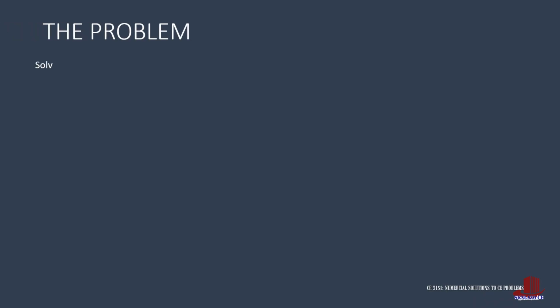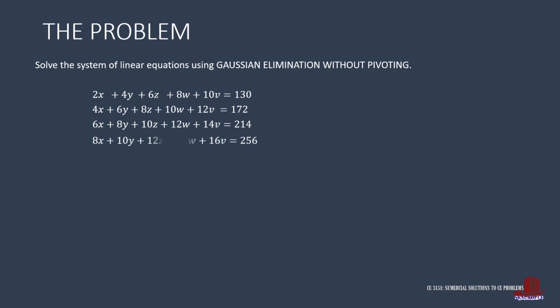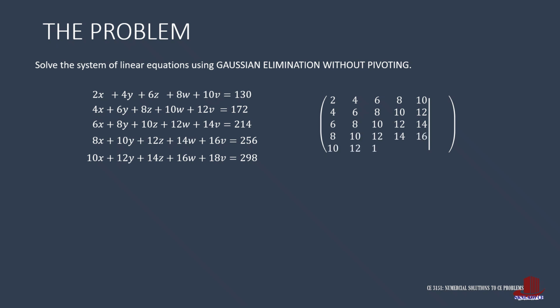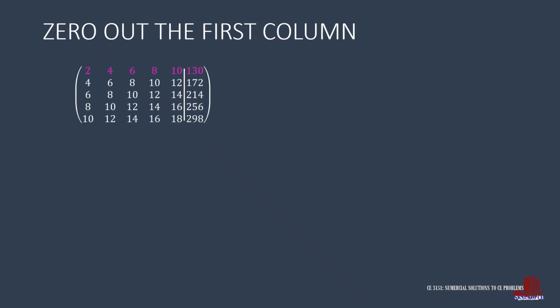The third example contains 5 equations involving 5 variables, and we are to solve them using Gaussian elimination without pivoting. The initial step is to generate an augmented matrix. Using the standard procedure, use the first row as pivot row and zero out the other elements under the first column. These are 4, 6, 8, and 10.